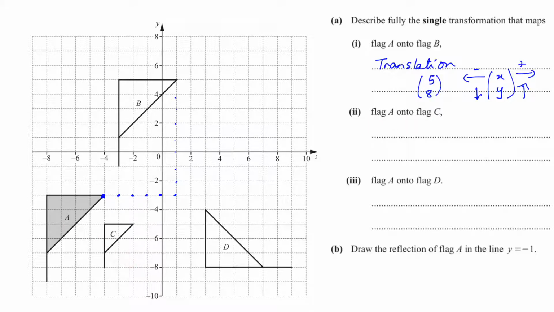Next question, flag A onto flag C. This is clearly a case of enlargement. You can see the size has changed. So first thing to write is enlargement. For enlargement, you also need to write the scale factor. The scale factor is, this was 4 squares, 1, 2, 3, 4, and now it's 2. So the triangle C is half the size of triangle A, so the scale factor is half.